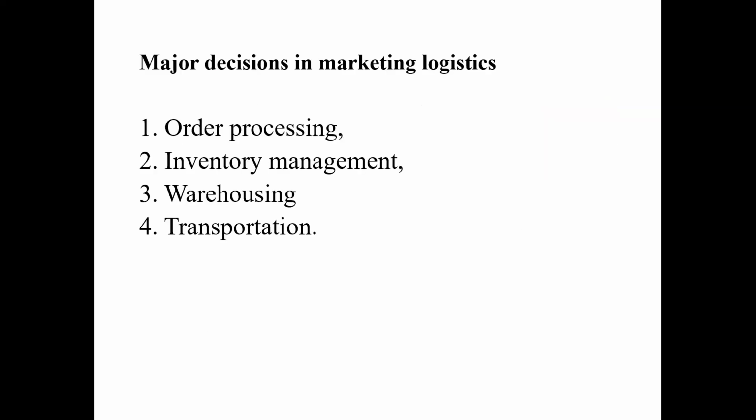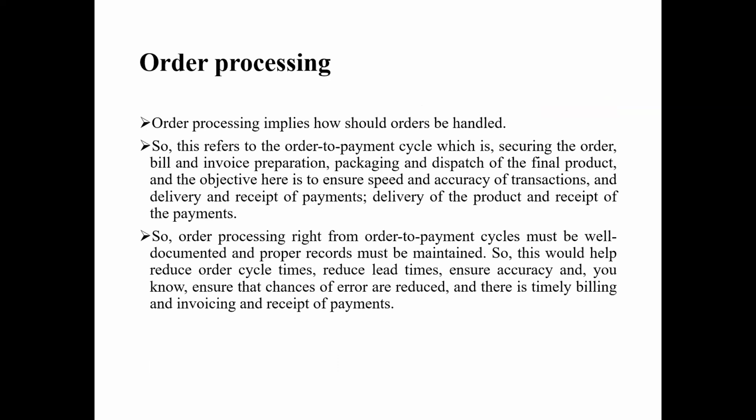There are major decisions that have to be taken in the case of marketing logistics. The main four decisions are order processing, inventory management, warehousing, and transportation. We will see them one by one. First of all, order processing. Order processing means how the order should be handled. This refers to the order to payment cycle, meaning securing the order, bills, invoice preparation, packaging, and dispatching of the final product.